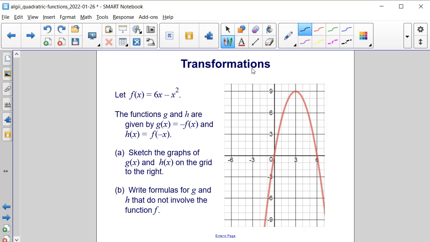All right, so first, g of x is equal to negative f of x. What that will do is it will reflect f of x across the x-axis. So if our original vertex in f of x is (3, 9), the graph of the new vertex of g of x will be (3, -9). And then the zeros will end up staying the same at (6, 0) and the origin. And then if we were to connect these to get what g of x is, it would look something like this.